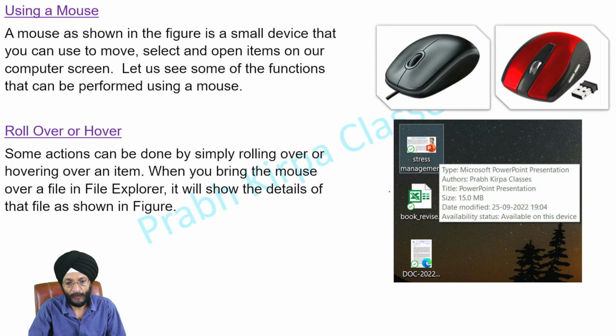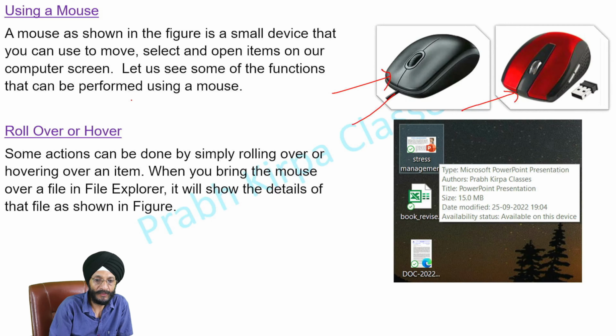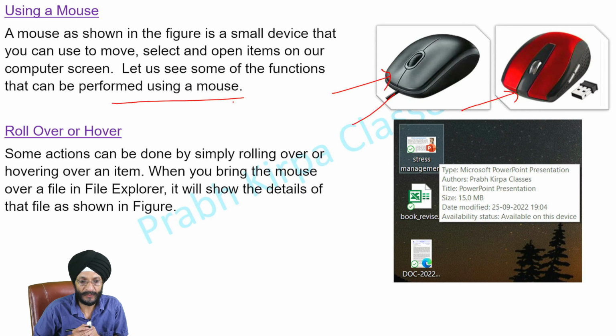Now all of us know what this is. This is a mouse. This is having a wire, and this is the mouse which is not having a wire. That is, it is a wireless mouse. It is with a wire. Now let us see some of the functions which are performed by a mouse.